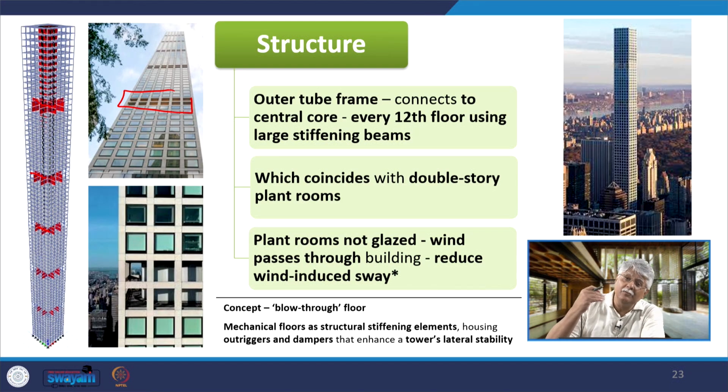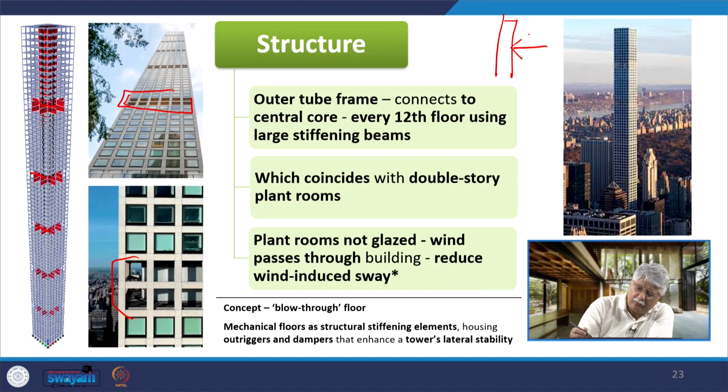The plant rooms themselves are not glazed, as you see here, so that wind can pass through, and the wind induced sway can be reduced. If we have a complete structure and the wind strikes it, then the sway happens because of the building's resistance to the wind. If we were to puncture it, the wind would pass through and that sway would be reduced. That is why this has been applied here, and this is the concept of a blow through floor.